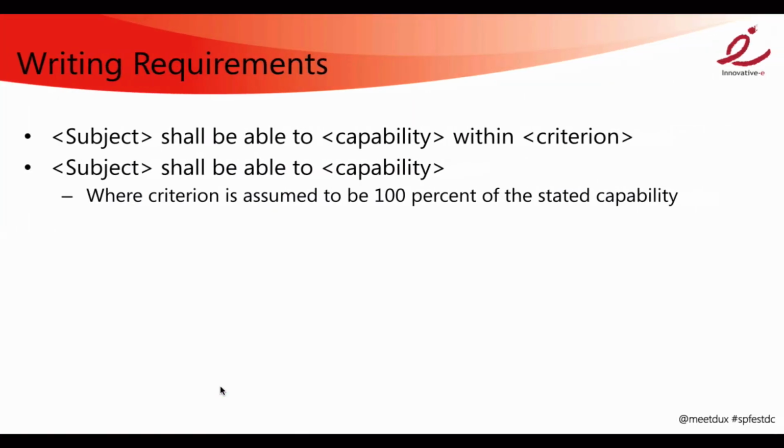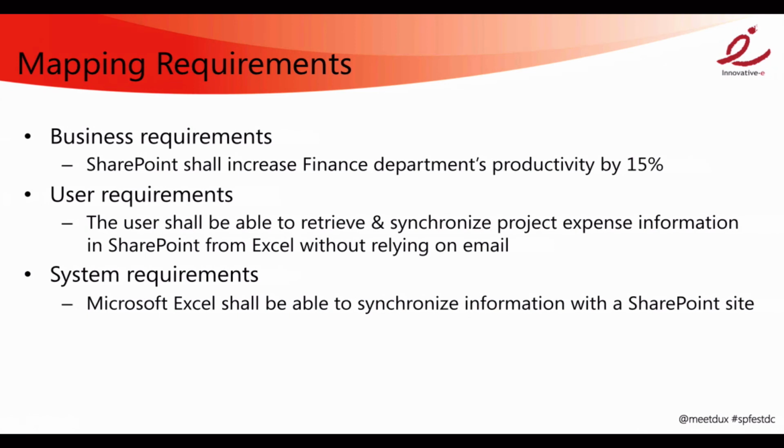And when you write your requirements, again, I'm not saying this is the rule, but this is something that I follow and I do. Very simple. Regardless if it's a business requirement, user requirement, or system requirement, it follows this structure where a subject shall be able to do something within a specific criterion. And this criterion is very important because if you don't put that in, that means it's going to work 100% of the time. So let me give you an example. Again, let's look and see what we had early on. SharePoint shall increase finance department's productivity by 15%.